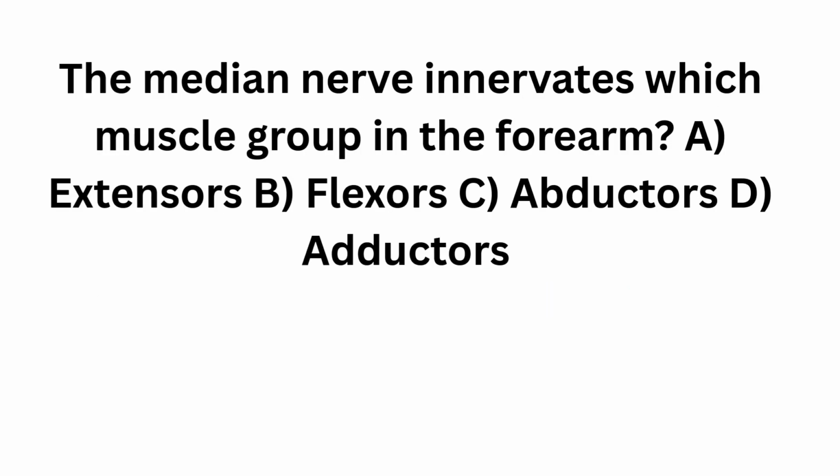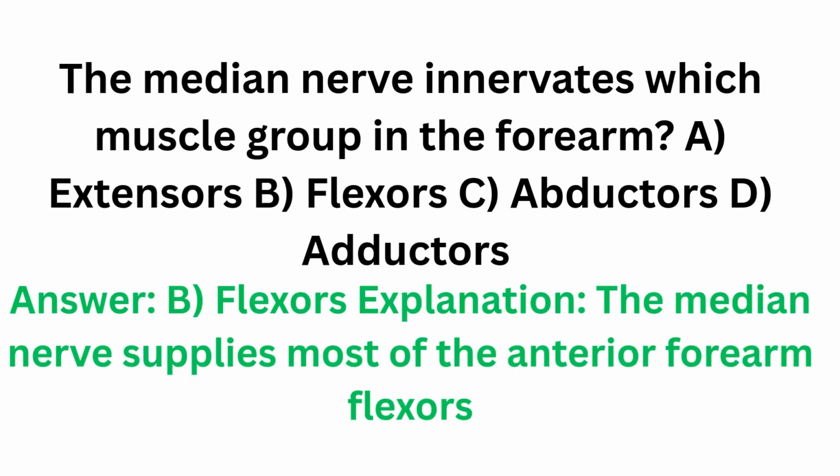MCQ 15. The median nerve innervates which muscle group in the forearm? A. Extensors. B. Flexors. C. Abductors. D. Adductors. Answer. B. Flexors. Explanation. The median nerve supplies most of the anterior forearm flexors.